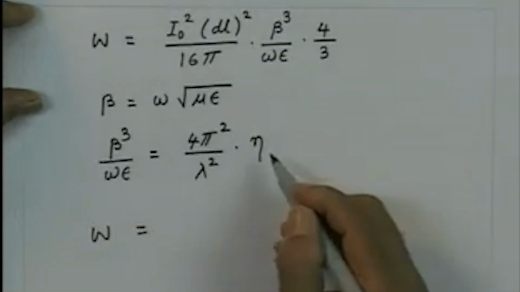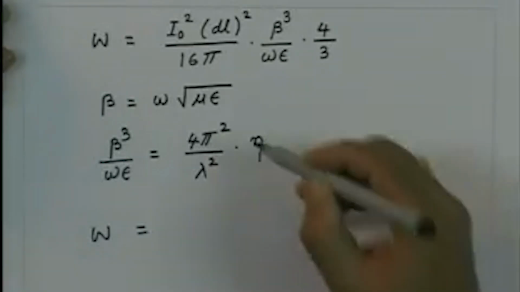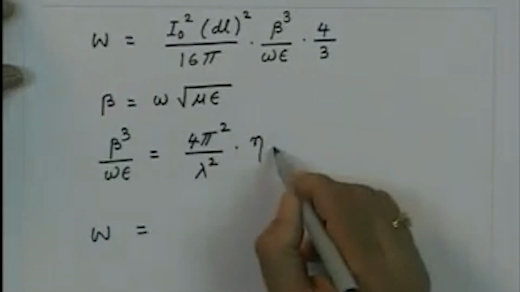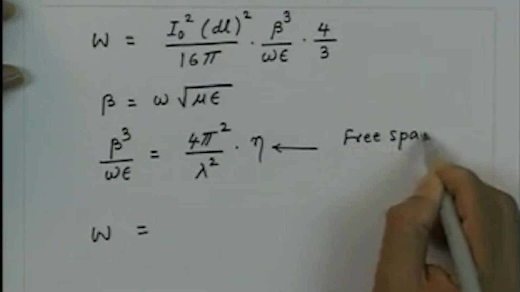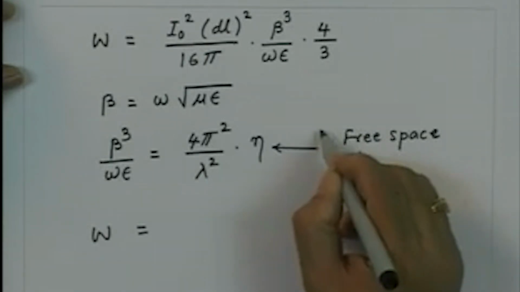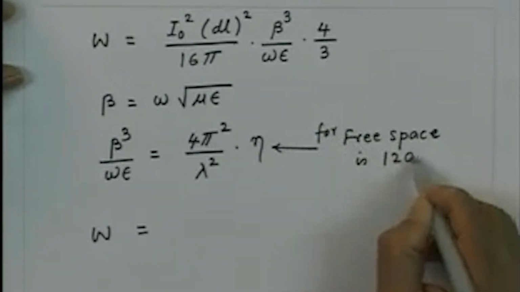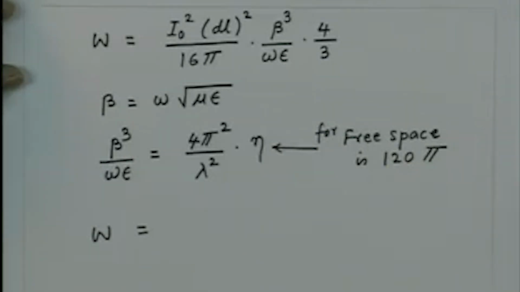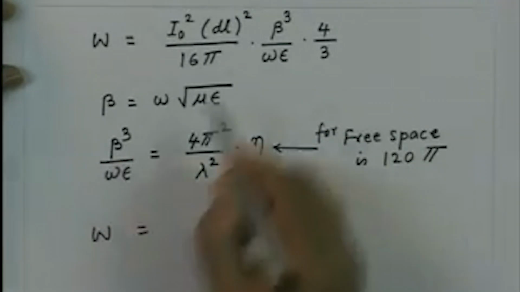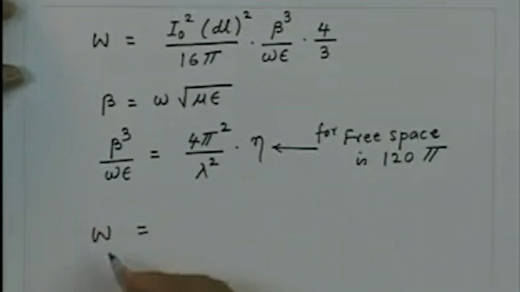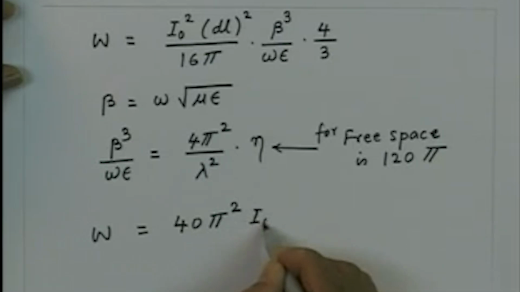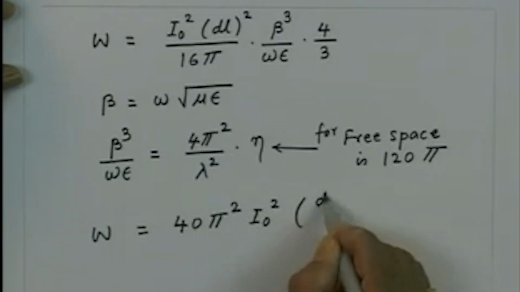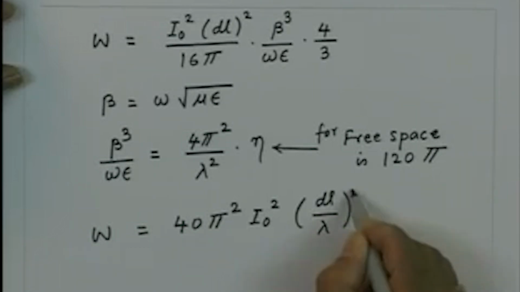And if I take the radiation is taking place in the free space, this quantity is 120 pi. So, this one you know for the free space is 120 pi. So, I can substitute here for 120 pi. So, by substituting this into this expression, essentially we get the total power radiated will be 40 pi square I0 square dl upon lambda whole square.